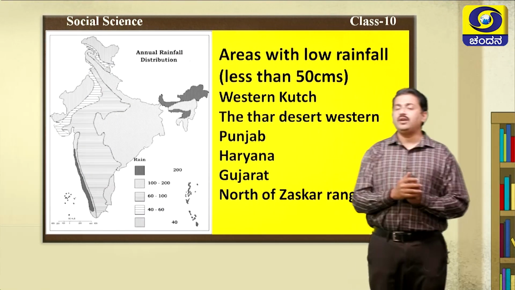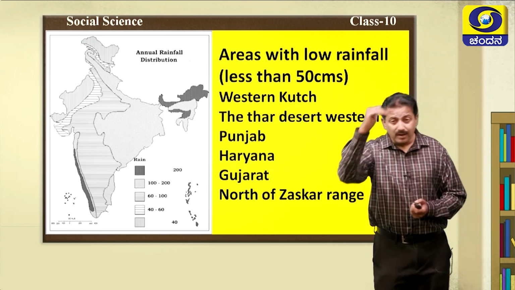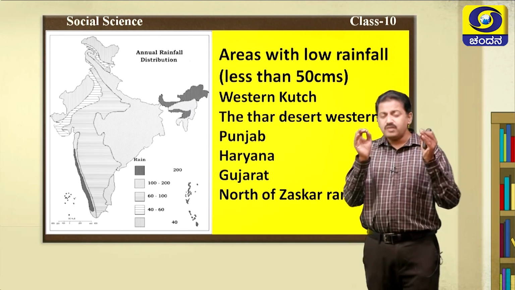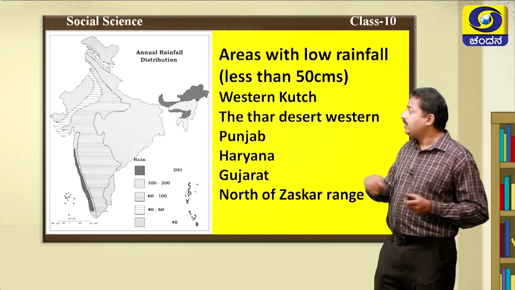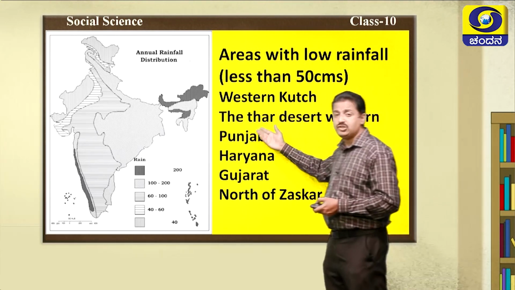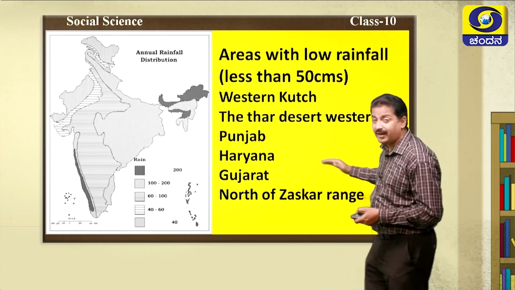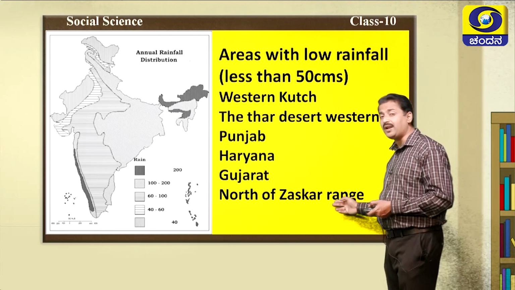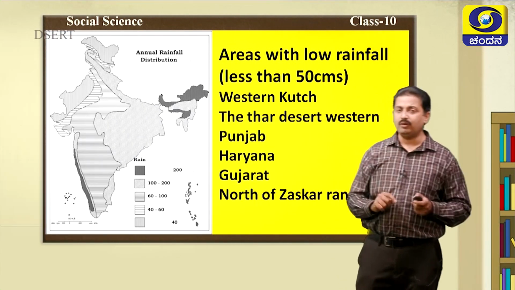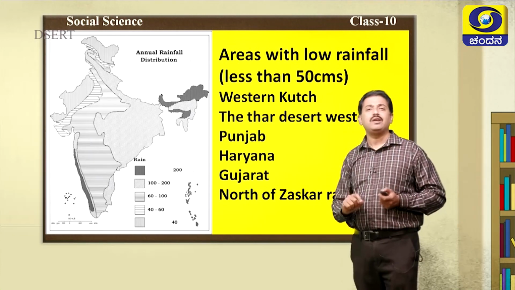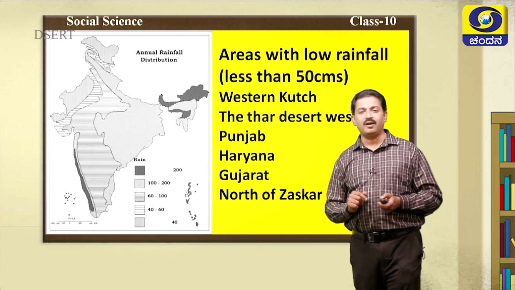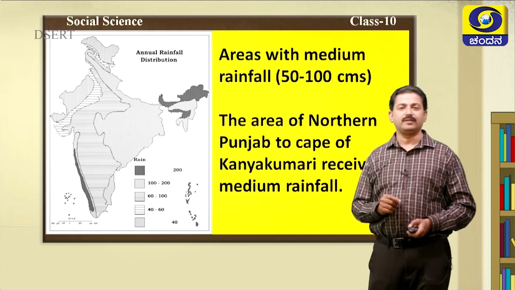Now let us learn one by one. The areas with low rainfall, that is just 50 centimeters of rainfall: places like the Thar desert of India, Punjab, Haryana, Gujarat and north of the Zaskar range in the Himalaya receive low rainfall. Dear students, I am giving you an activity. You need to mark all these places on the map of India. Will you do it? I hope you do it all, and it will help you a lot.